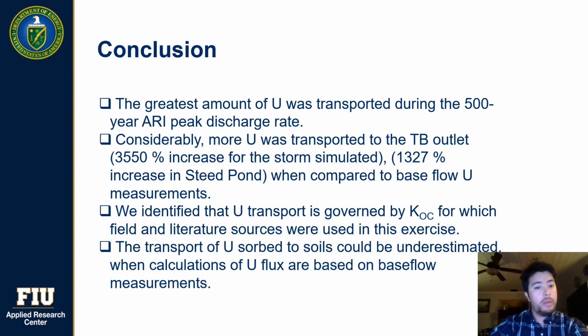Importantly, and more interesting, considerably more uranium was transported to the Timms Branch outlet. As a result, about a 3,550% increase for the storm simulated, and a 1,327% increase in Steed Pond when comparing these uranium flux measurements with the base flow measurements.